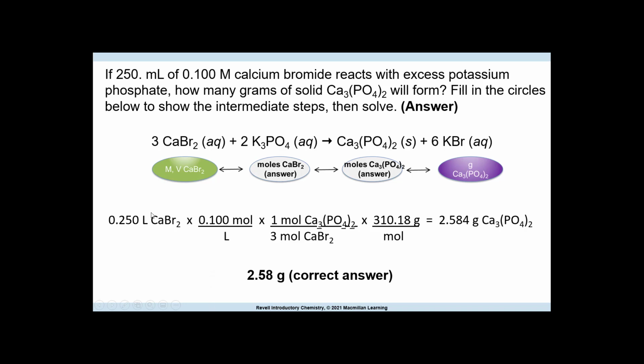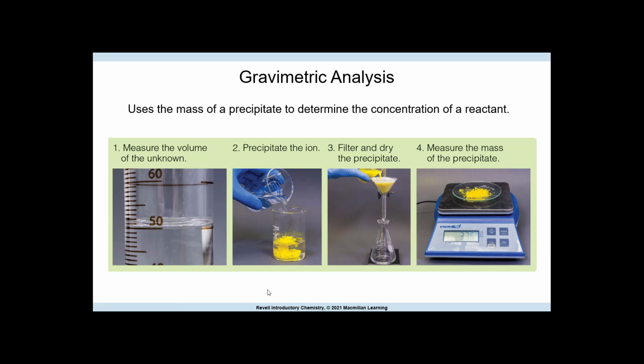You have your molarity. That's going to cancel out, leaving the moles. Now you have the moles of calcium bromide, and you can do the stoichiometry. So you have calcium bromide and 1 mole of calcium phosphate. You have the molar mass of calcium phosphate, and it gives you the answer, which is 2.58 grams. Gravimetric analysis: use the mass of precipitate to determine the concentration of reactant. So in a sense, you're working backwards.